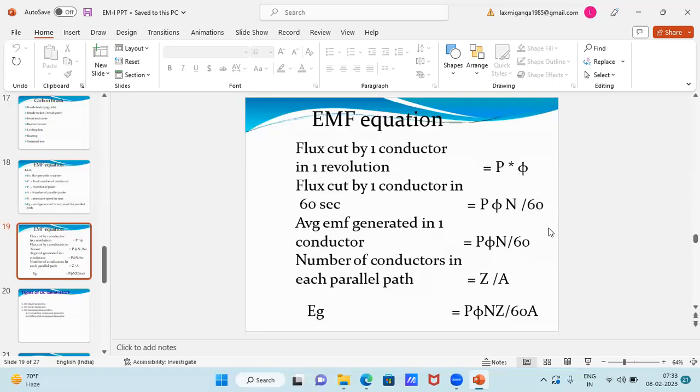Average EMF generated in one conductor is equal to P phi N by 60. The number of conductors in each parallel path is equal to Z by A. So Ez is equal to P phi Z N divided by 60 A.